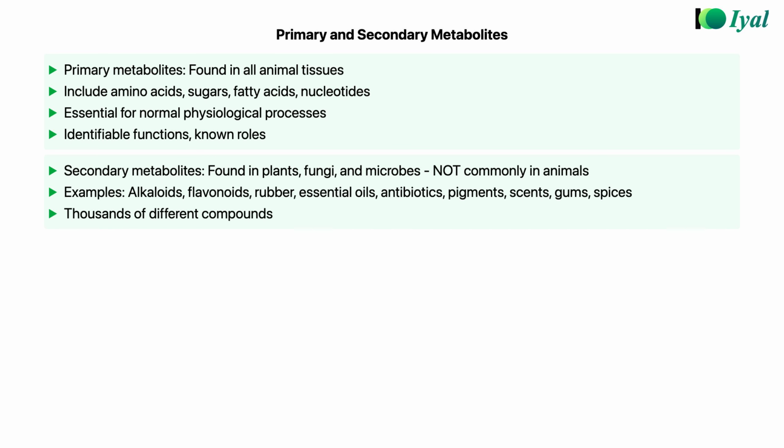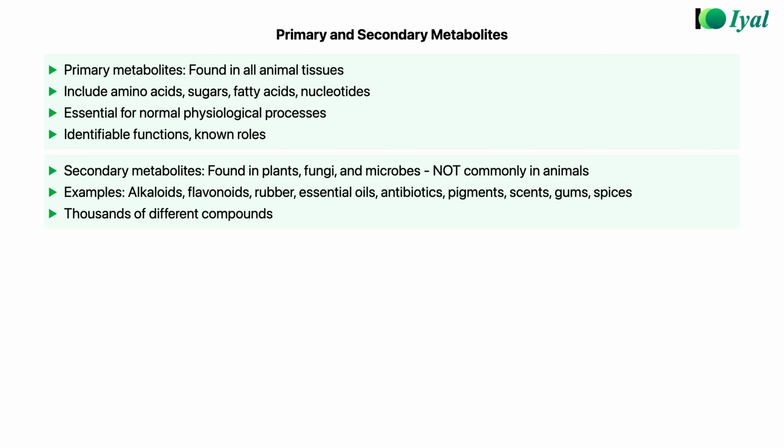But in plants, fungi, and microbes, there's a whole different set of compounds called secondary metabolites. These are thousands of different molecules that you don't typically find in animal tissues. Think alkaloids, those are compounds found in plants like coca and opium. Flavonoids are pigments. There are essential oils, antibiotics, colored pigments, scents, gums, spices.